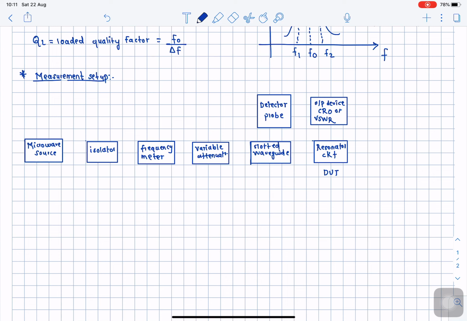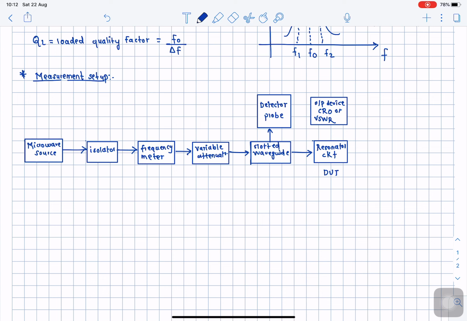Now let us connect these blocks of the measurement. The microwave source is first connected to the isolator, then to the frequency meter, then it is given to the variable attenuator. From the variable attenuator, it will go to the slotted waveguide section, right? This slotted waveguide section is connected to the detector, and the other end of the slotted waveguide section is connected to the resonator circuit whose quality factor we want to measure, the device under test, right?